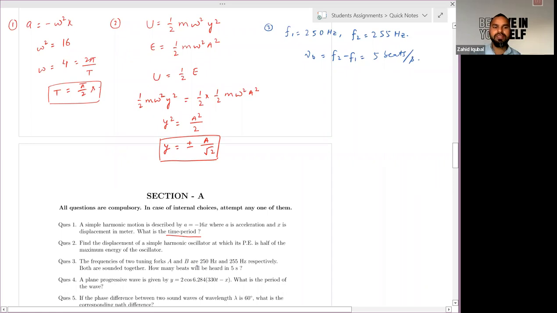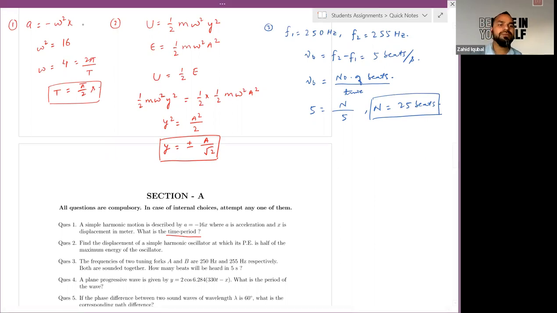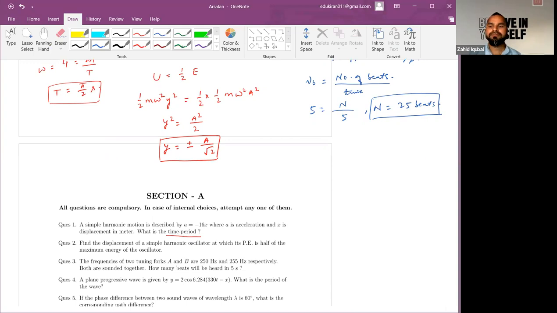But in this question, we have to calculate the number of beats produced in 5 seconds. So you may write beat frequency is equal to number of beats produced divided by time taken. So beat frequency we have 5, number of beats we have to calculate, divided by time taken is 5. On solving, you'll get the number of beats produced will be 25 in a time interval of 5 seconds. Any doubt? No, sir.